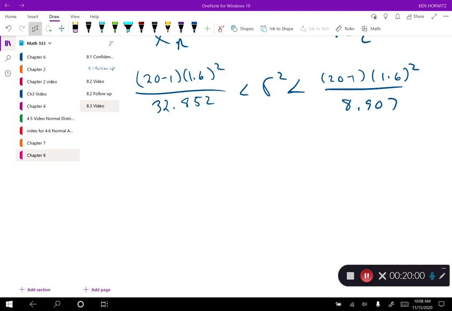All right, so when I did the calculation, I got 1.5, which is less than sigma squared, which is less than 5.5. And that's our confidence interval for the variance. And now we need our confidence interval for the standard deviation because the problem asks for it. To get our standard deviation, we simply need to do our square root. So I got 1.2 and 2.3. All right, hopefully you got the same thing.